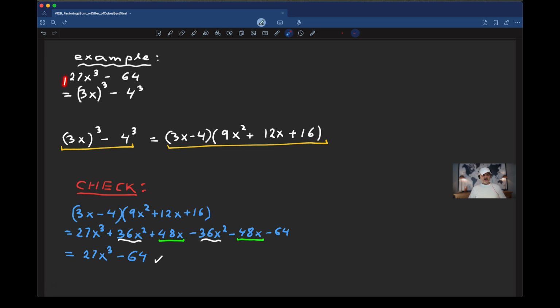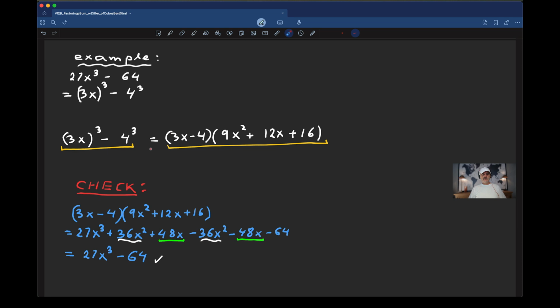So 27x cubed minus 64. The case here is to recognize that 27 is 3 to the power of 3, and x to the power of 3 together will give you 27x cubed. And 64 is a perfect cube number. So 4 to the power of 3 is 64. So there you go. We have a difference of cubes. So once we recognize that the bases are 3x and 4, we go ahead.